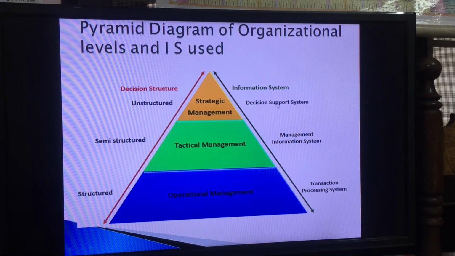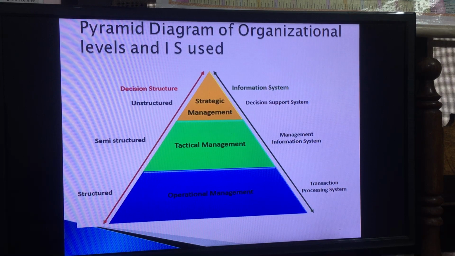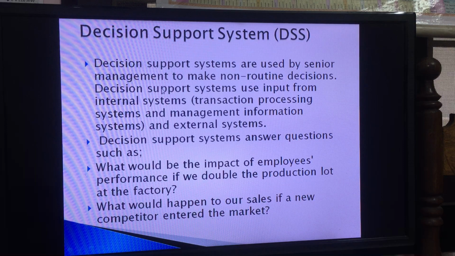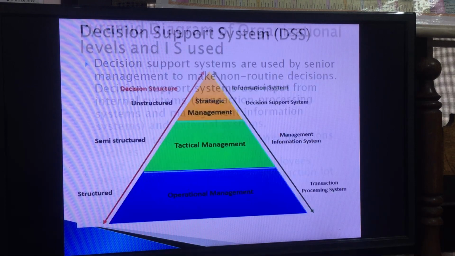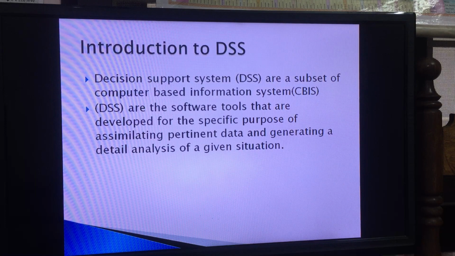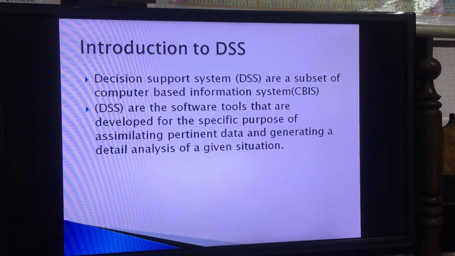Decision support system is used by the top management to make non-routine decisions like layoffs, launching new products, etc. These are strategic decisions taken with the help of decision support system. In simple terms, decision support system is a software tool used to analyze data for a specific purpose and take decisions for a given situation.